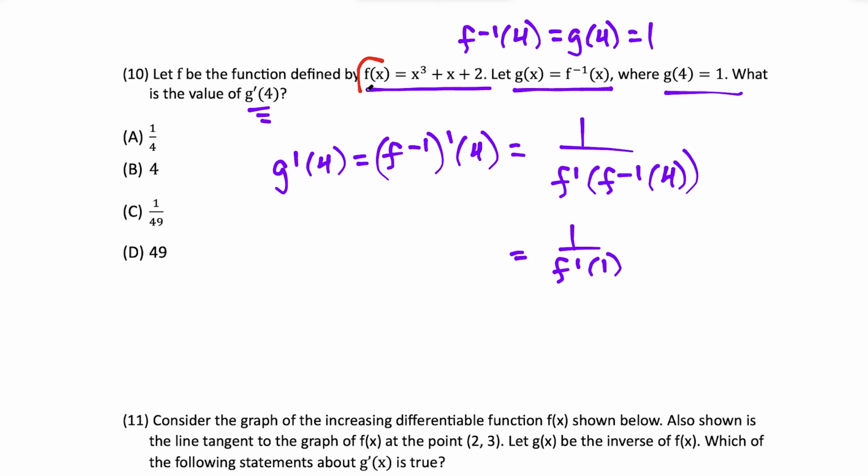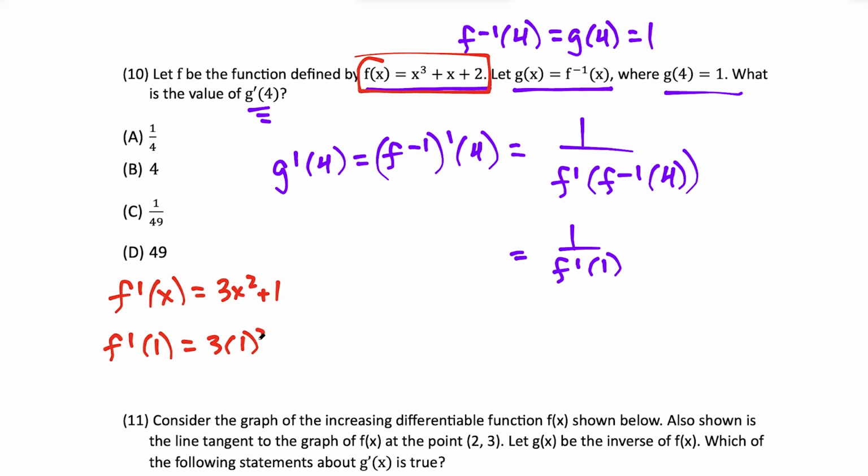So now we shift our focus to this formula here for f of x. So now we could find f prime of x. F prime of x is equal to 3x squared plus 1. So we're just using the power rule here to take the derivative of f of x. And now to find f prime of 1, we just plug in. We have f prime of 1 is equal to 3 times 1 squared plus 1, which simplifies to 4. So now we could simplify and get our answer. We could say g prime of 4 equals 1 over f prime of 1. F prime of 1 is 4, so our solution here is going to be 1/4, choice A.